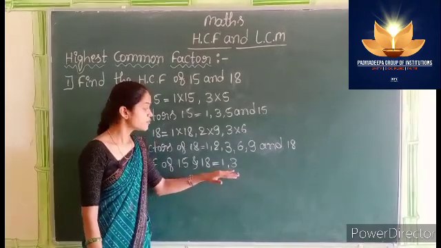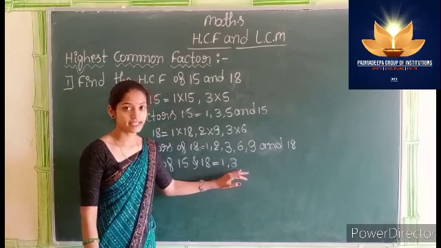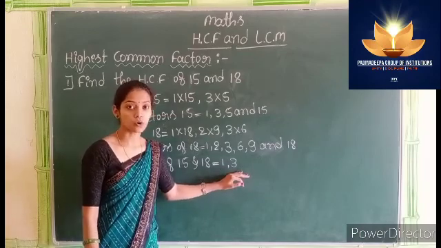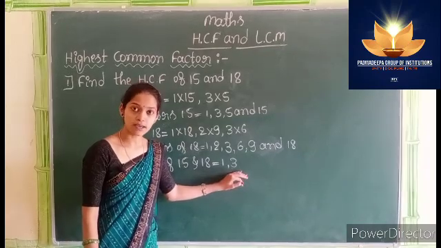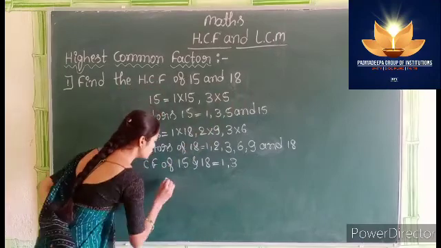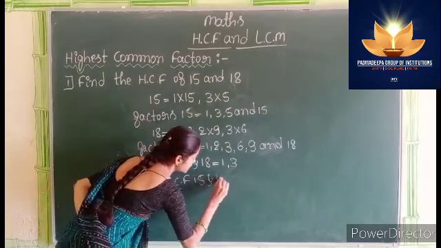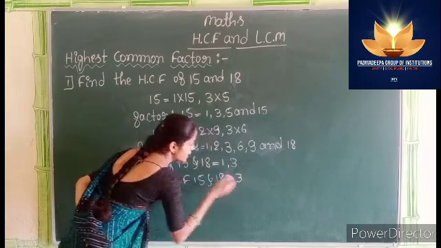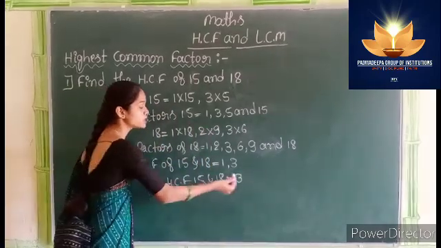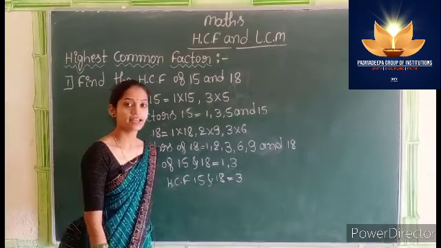Students, now tell me which number is greater among these 1 and 3? That is 3, right? So 3 is the HCF of 15 and 18. HCF of 15 and 18 is 3. 3 is the greater number, so 3 is the highest common factor of 15 and 18.